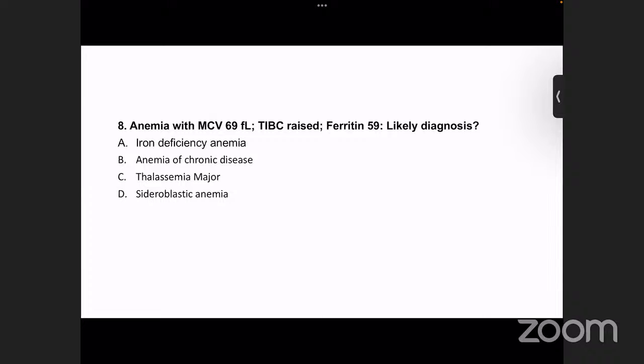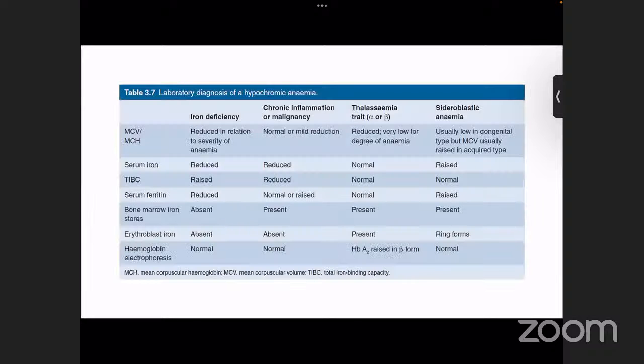So possible diagnosis: these are the differential diagnoses of microcytic anemias. Microcytic hypochromic anemia. Here probably the best fit would be iron deficiency anemia. We have discussed this chart, taken from Hoffbrand, in the QRP sessions. There are 4 main differentials of a microcytic hypochromic anemia: iron deficiency, chronic inflammation, that is anemia of chronic disease, thalassemia trait, and sideroblastic anemia.